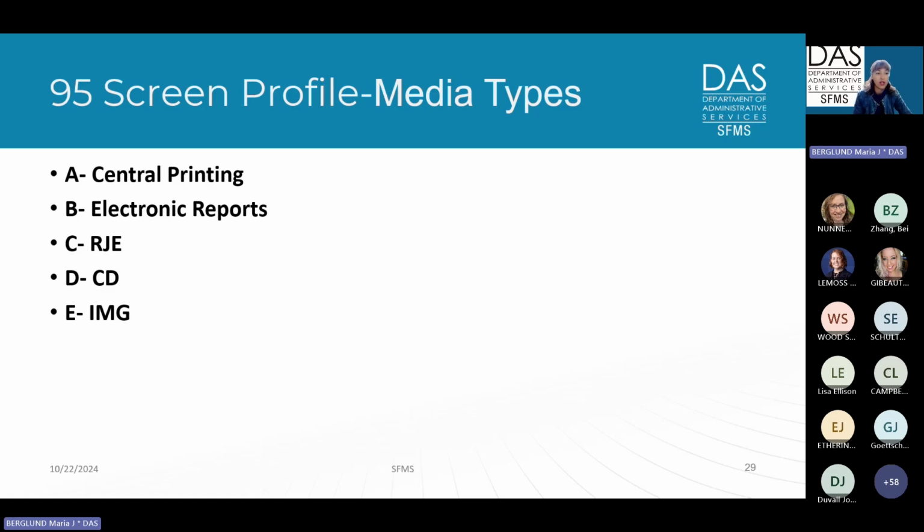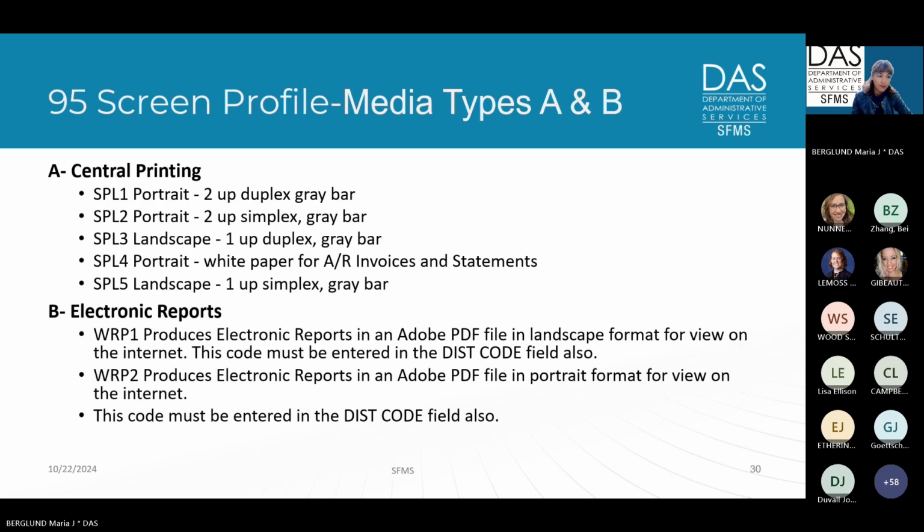First, we have central printing in media type. So central printing or electronic reports, which we prefer more, RJE, CD, and images. Now let's see what each one is. Central printing will print as paper and it can be ordered in different formatting like portrait or landscape and with different gray bars around the report.